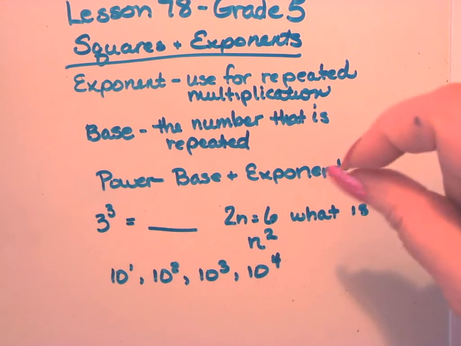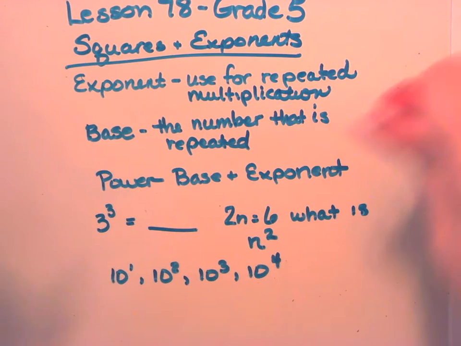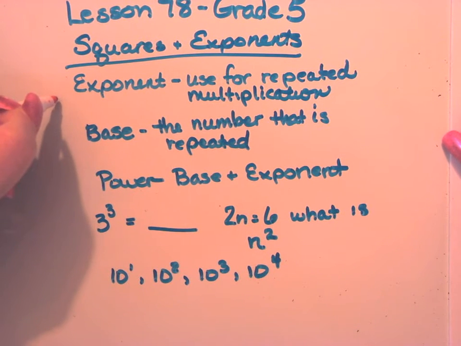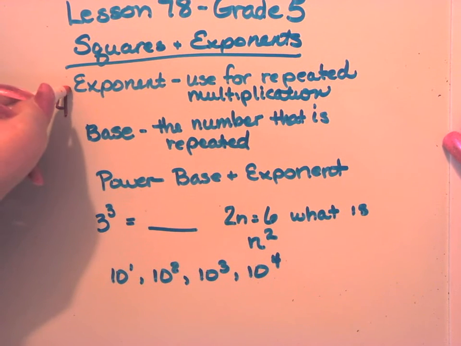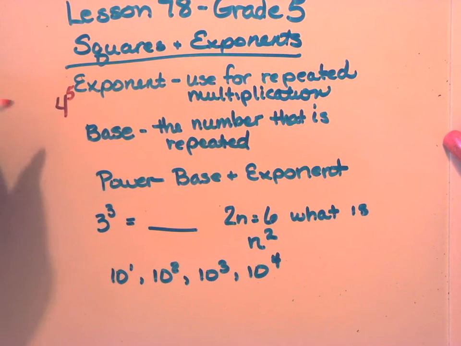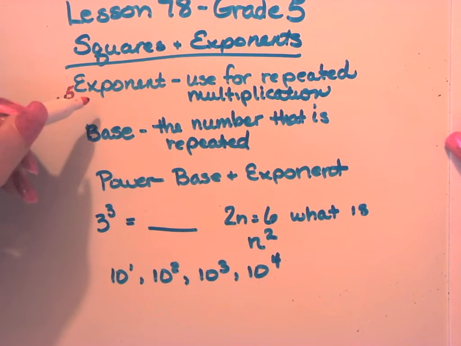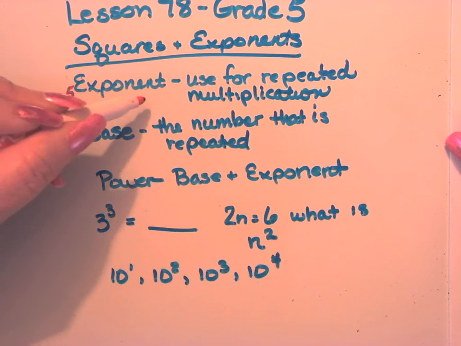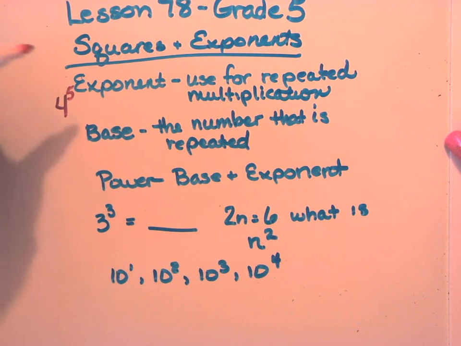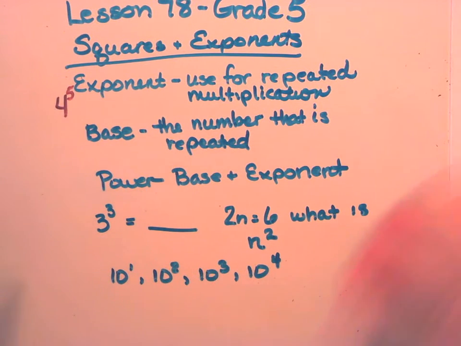So what that means is if I have something like 4 to the 5th power, so we don't have the same number, 4 to the 5th power, that means I'm saying 4 times 4 times 4 times 4 times 4. We're repeating the same multiplication. And so we can use a little exponent because the same number is being used and it's just being done over and over and over again.